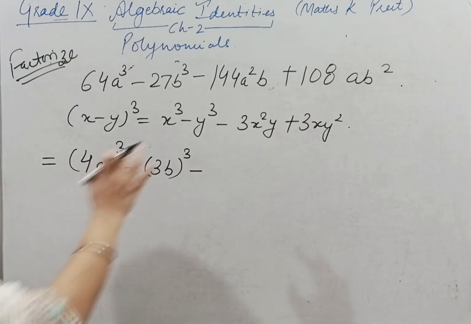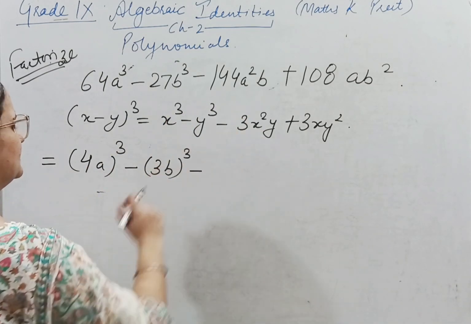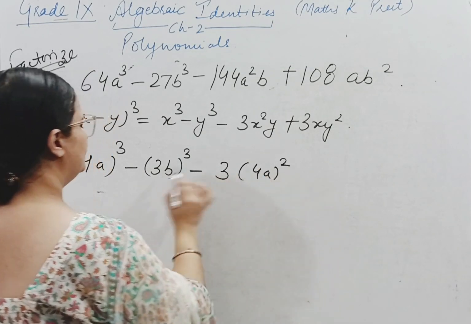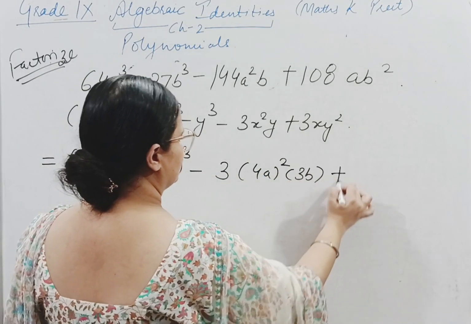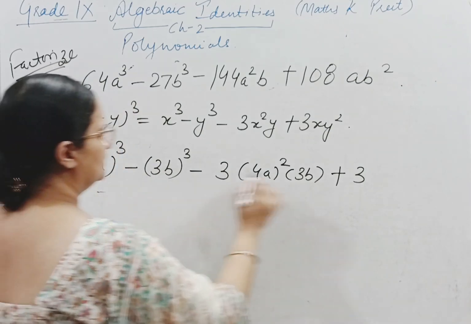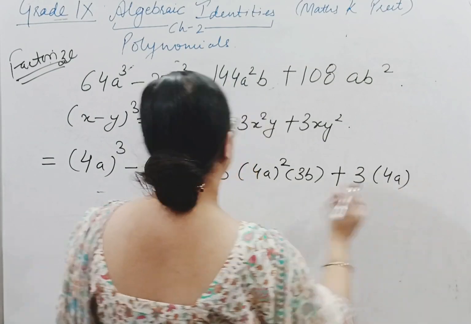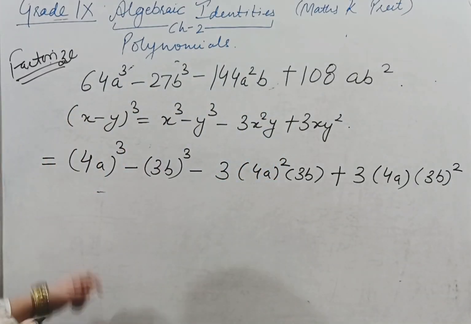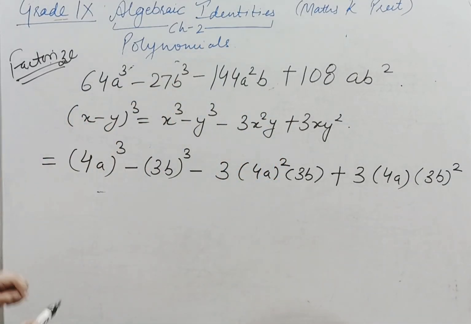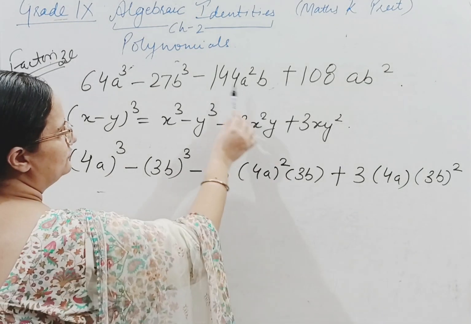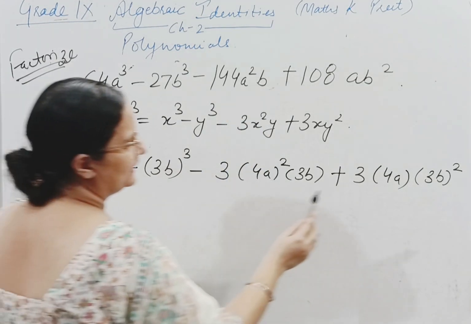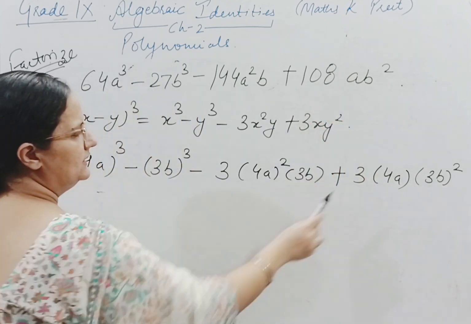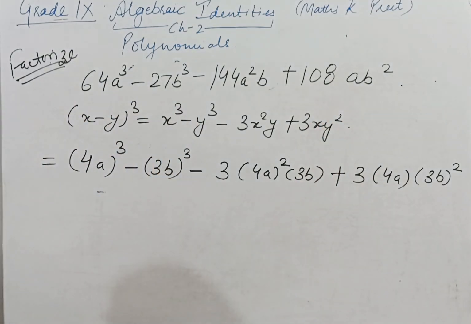Now let's see whether I am getting this term by putting these values here. So minus 3 into x square. This is my x. x square with y plus 3. What is my x? 4a. And y square. This is my y square I have to do. Let's see whether this is making similar to this or not. So yes, 16 into 9, 144 a square b, and this is my 27 into 4. Yes, 108 a b square I am getting. So this expression is okay now.